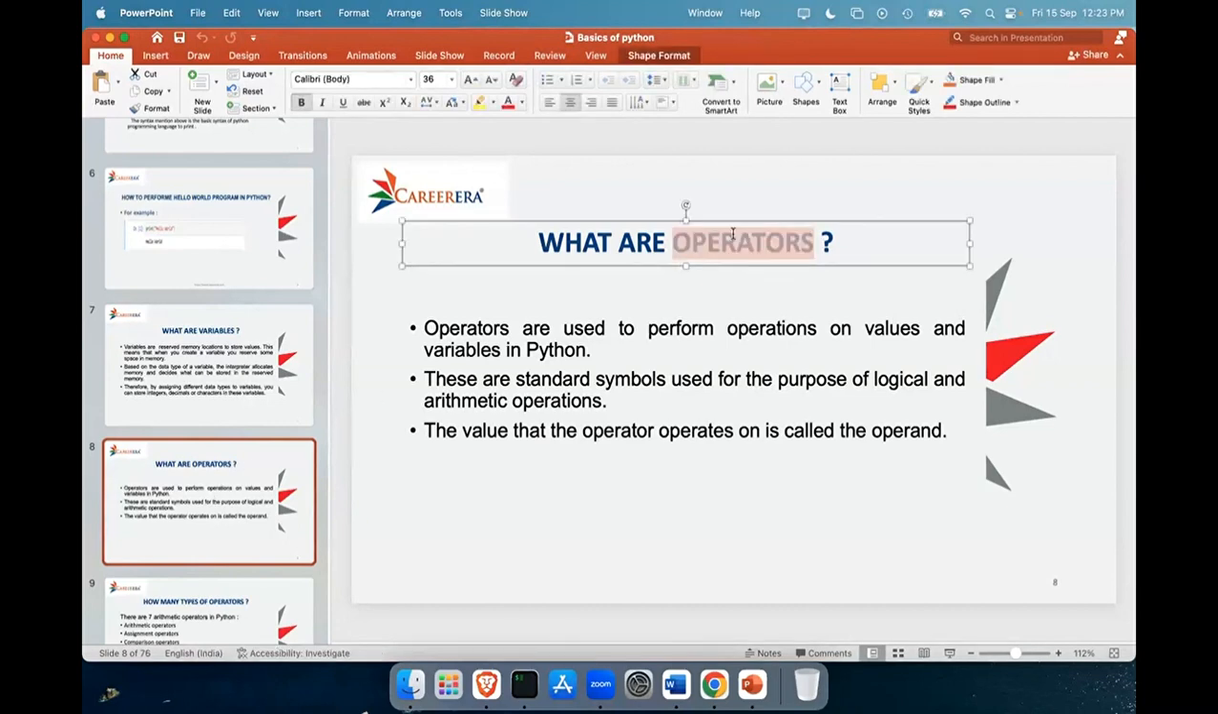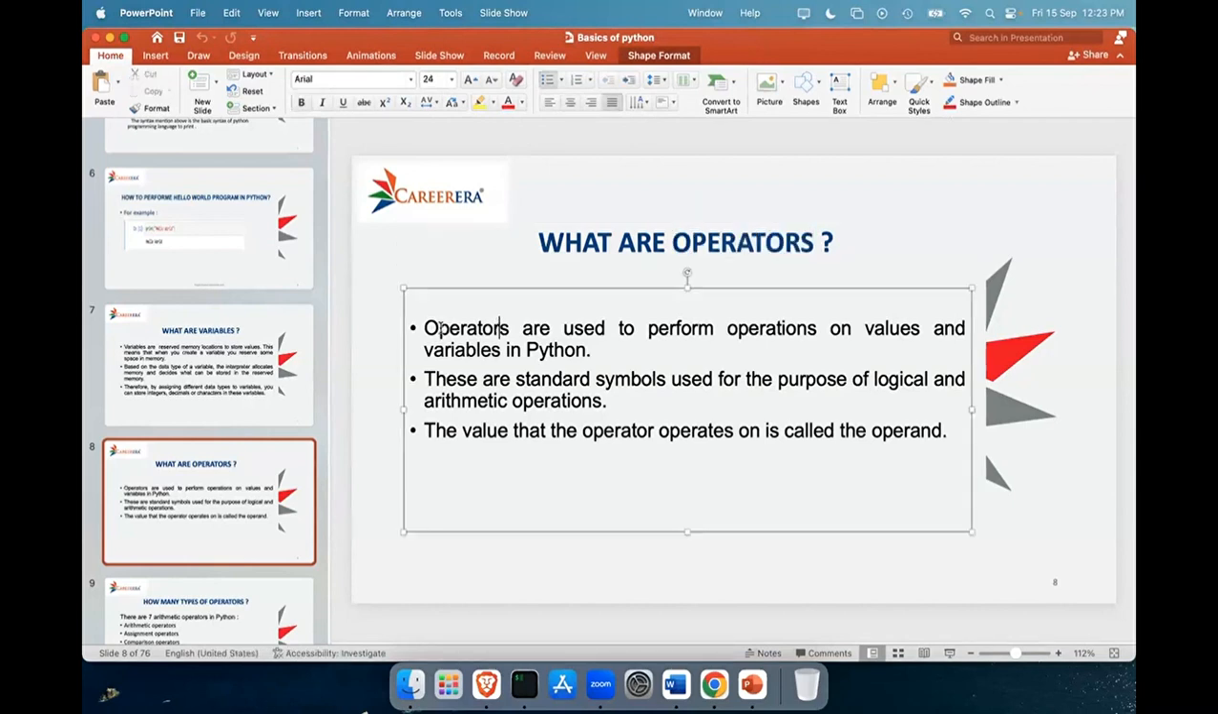There are many operators. What are operators? Operators are used to perform operations on values or variables in Python. These are the standard symbols. Symbols means the plus symbol. You know what a plus symbol is. This is minus symbol. This is multiply symbol. This is division symbol. This is exponential symbol. So I will cover those. These are the standard symbols used for logical and arithmetical operations.